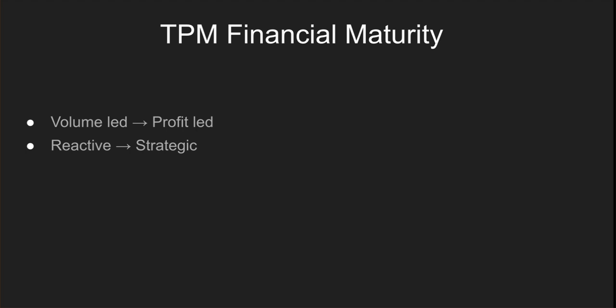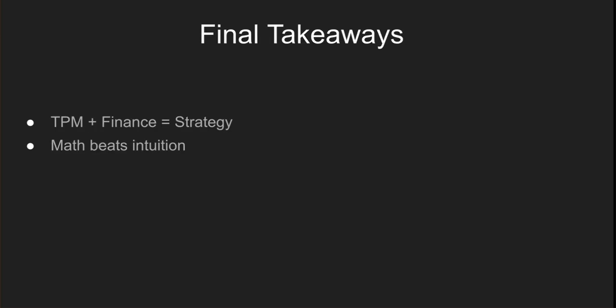Let's talk about TPM financial maturity. What will happen if volume leads, then profit also leads if we are not selling on discount. If reactive, we are doing reactive promotions, like if any kind of event is happening, then we put up our promotion. Then it becomes a strategy and it will increase our profitability as well. Let's talk about the final takeaways of this video.